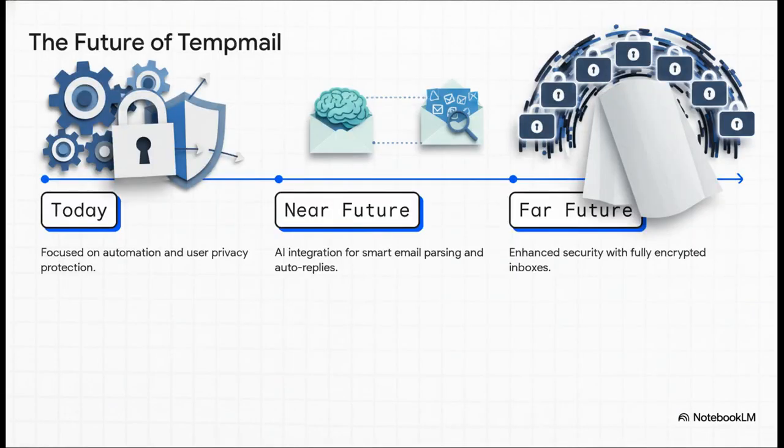So what's next for this tech? Well, right now, it's all about automation and privacy. But looking just a little bit ahead, you can bet AI is going to get involved. Imagine an API that doesn't just get the email, but automatically finds and clicks the verification link for you. And way down the road, who knows? Maybe we'll see fully encrypted temp inboxes for truly private, untraceable messages.